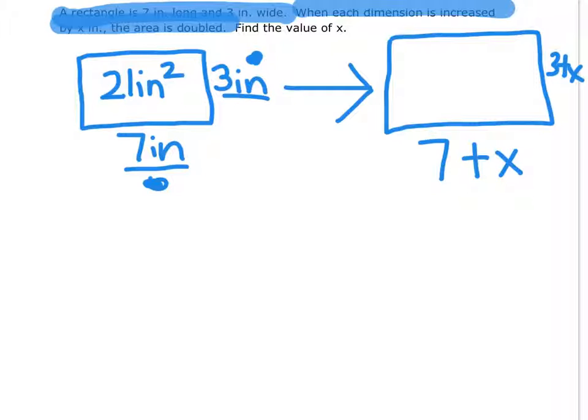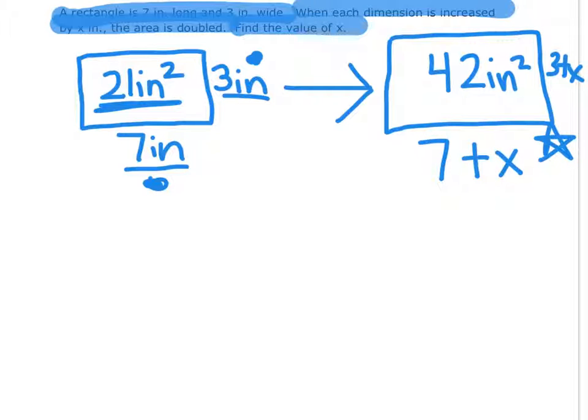Okay. Now it says the area is doubled, so that means the area of this one is 21. I'm going to double that. The area of this one is 42. Now the last part here, it says find the value of x. So what we're going to do is use this rectangle to find the value of x.